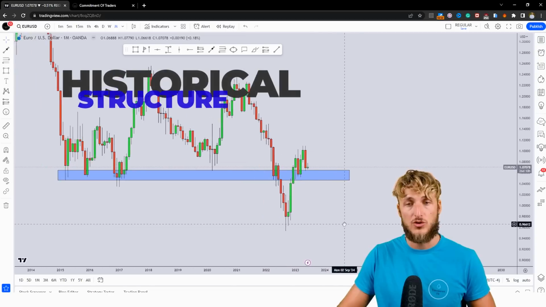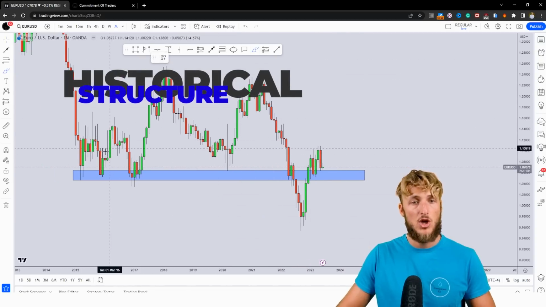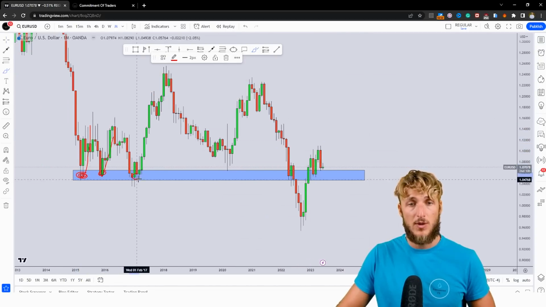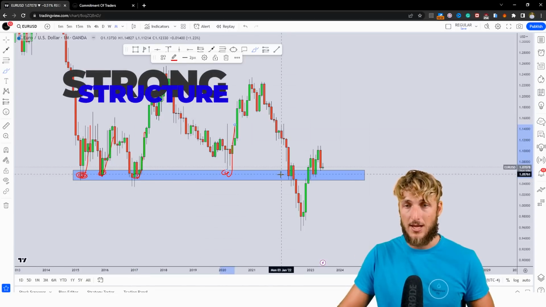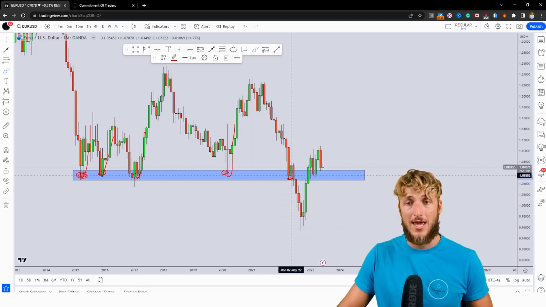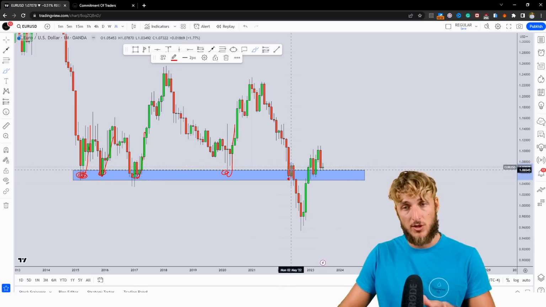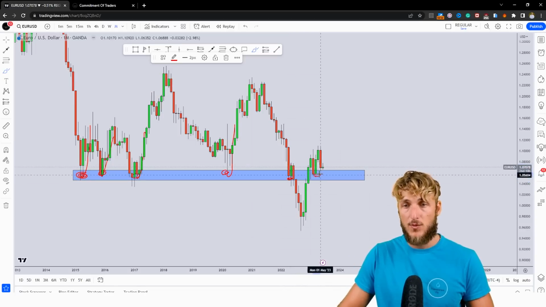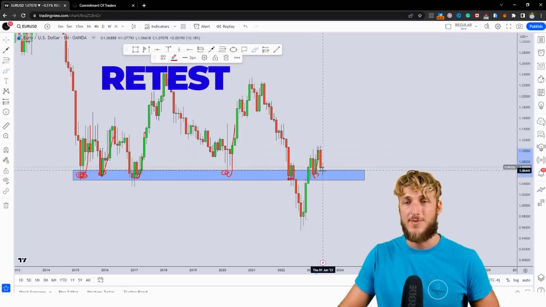This is a historical structure level for this market, which was already acting as support back here. And we can see that every single time that the market tested this zone, it rejected it to the upside. We can also see how here we had a reaction to the zone with the creation of this green candle. Then we had a break below, break back above. We had a retest here, once again respected as support.